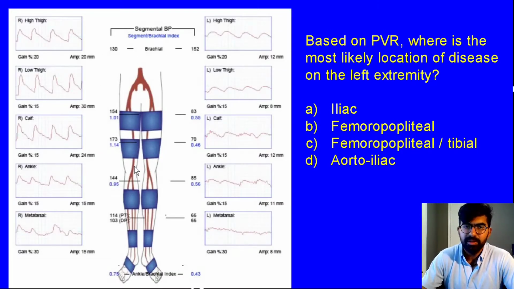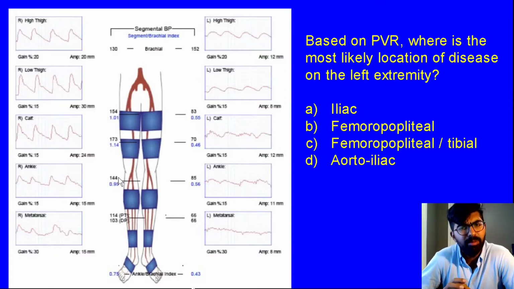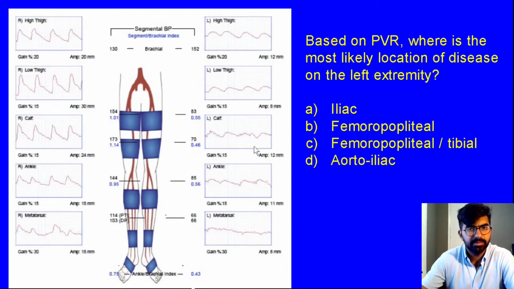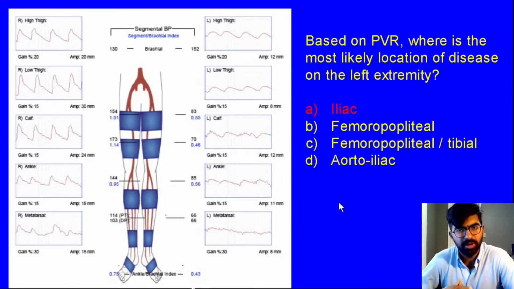Let's go through some more. Based on the PVR, what is the most likely location of disease on the left lower extremity? Now look at this carefully. Is it an iliac lesion on the left? Is it a femoral popliteal lesion on the left? Is it a multi-level femoral popliteal tibial lesion, or is it aortoiliac disease? Okay, so for those of you who said iliac, you are correct.